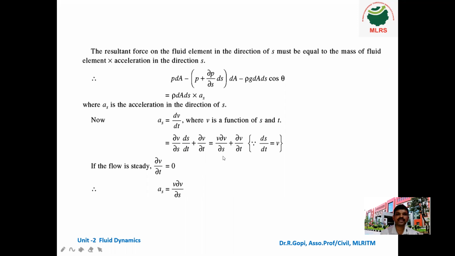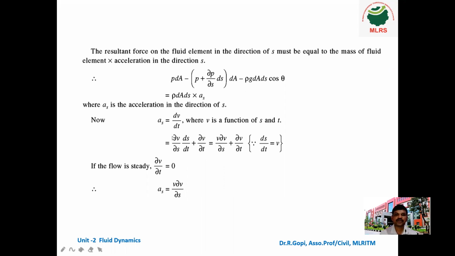Next thing is ∂v/∂s, plus dv/dt. In this case the flow is steady. We have already seen that in fluid kinematics, velocity will not change with respect to time in the case of steady flow. So ∂v/∂t is equal to 0. So just understand how this equation came. ds/dt is nothing but the velocity, so put v. That's all.